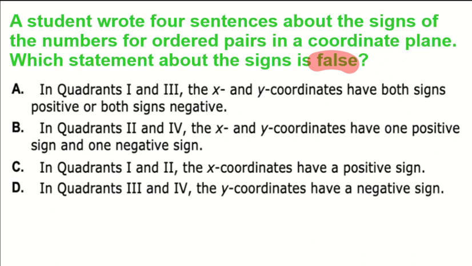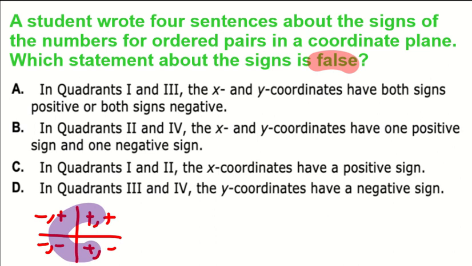Remember when we got our quadrants, quadrant 1 is right and up, that's positive, positive. Quadrant 3 is left and down, that's negative, negative. So those would be the signs we have. B, we got quadrants 2 and 4, x and y coordinate have one positive, one negative. But you can see from my picture, B is true, so that's not the answer.